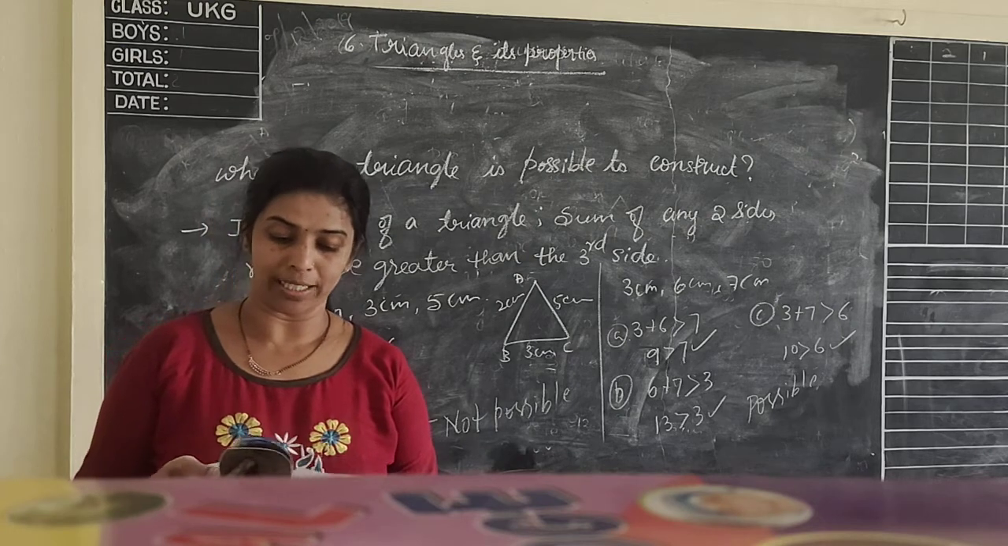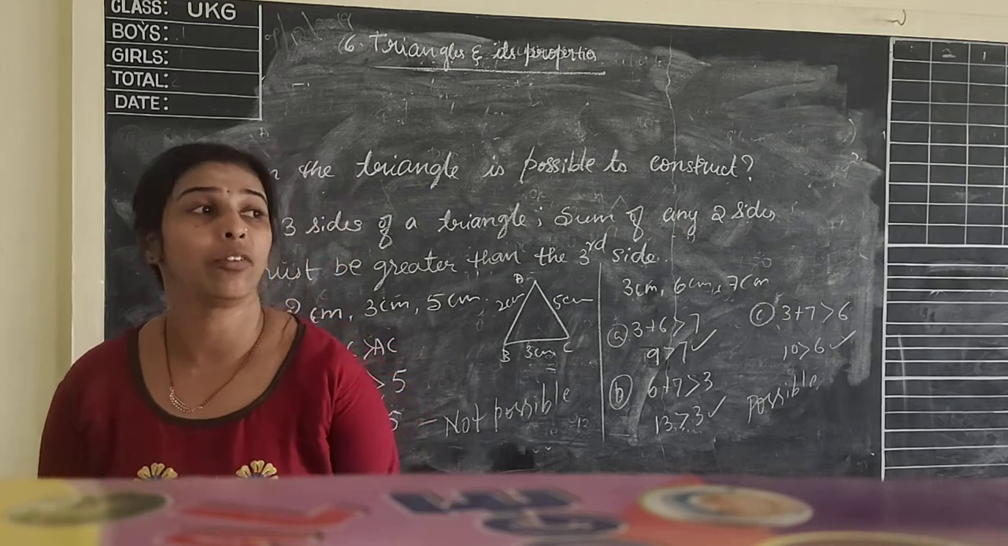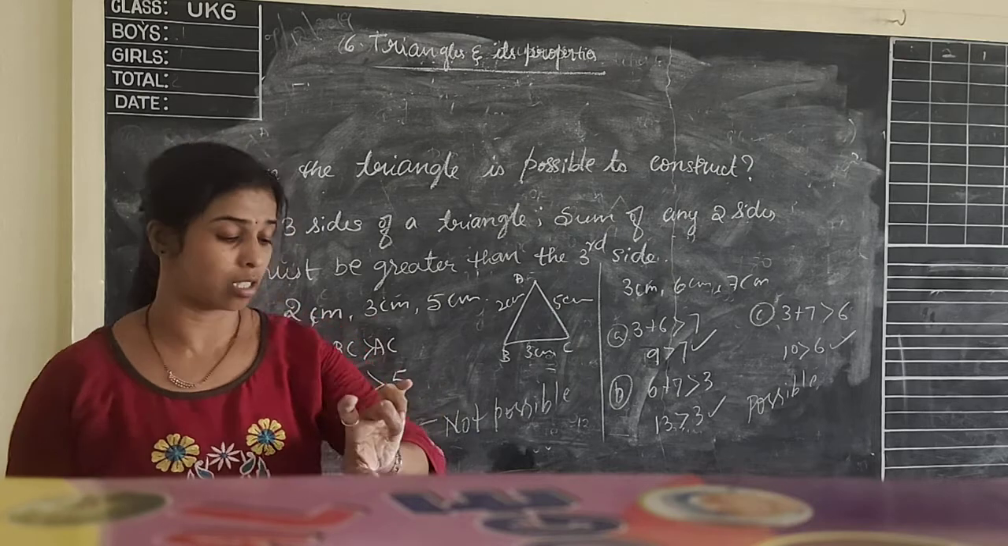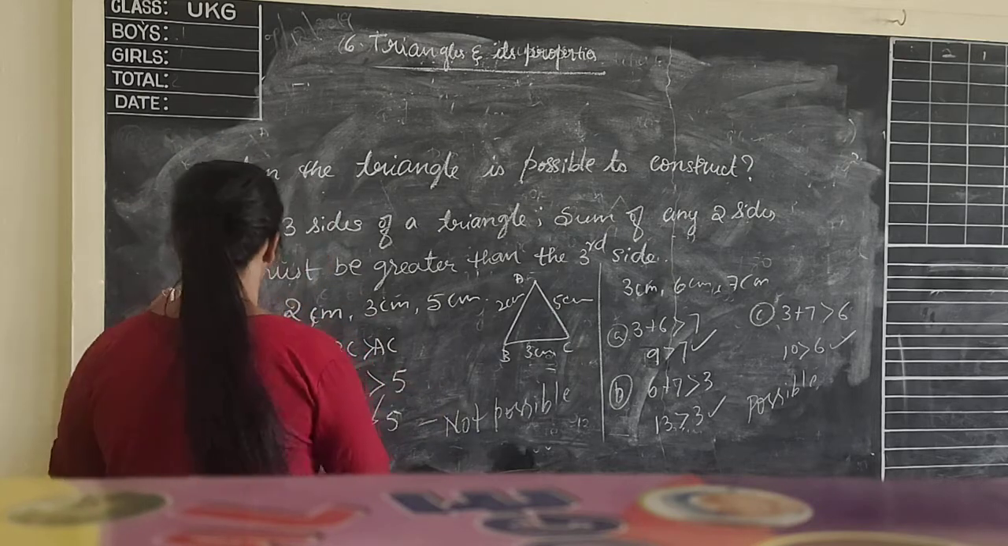Next, right angle triangle is the Pythagoras property. We have to see. Before going to the Pythagoras property, I wanted to show you the difference between the altitude and the medians.